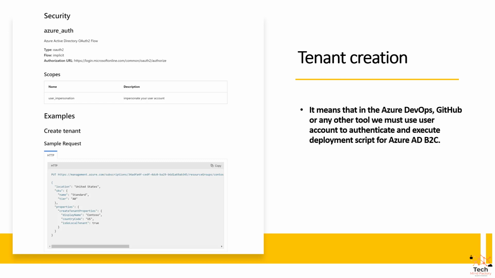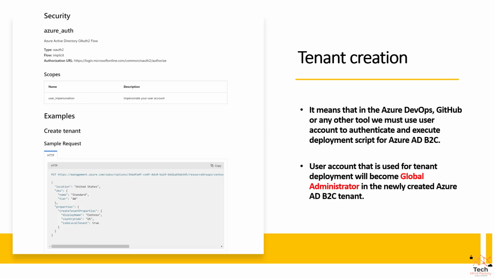It means that in Azure DevOps, GitHub, or any other tool, we must use user account to authenticate and execute deployment script for Azure AD B2C. It means that we need user credentials. User account that is used for tenant deployment will become global administrator in the newly created Azure AD B2C tenant. So that's very important, yeah? So in this case, service principal cannot be global administrator in the newly created tenant. It has to be user account.